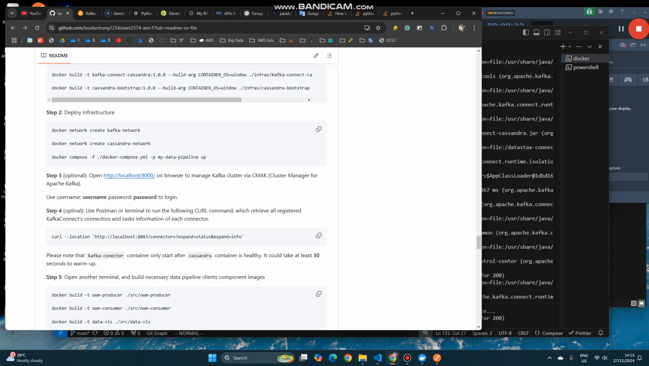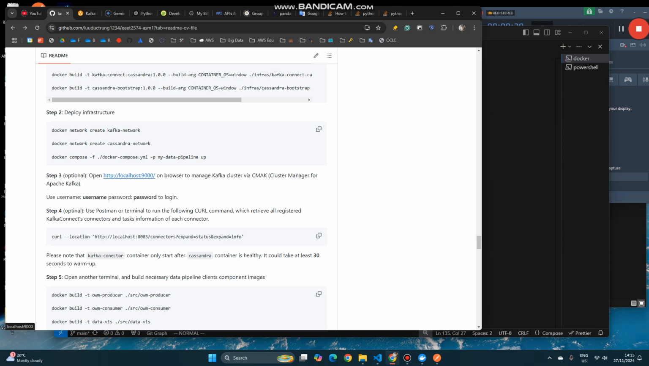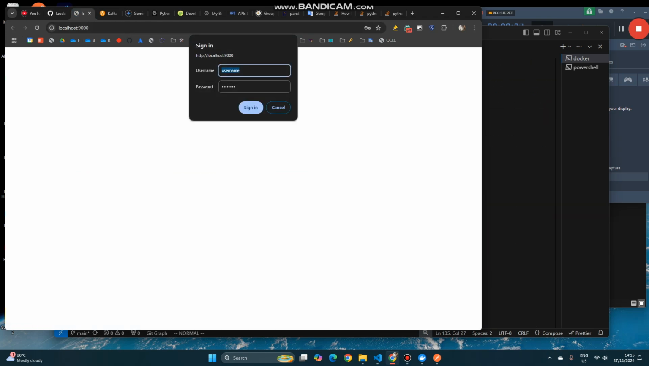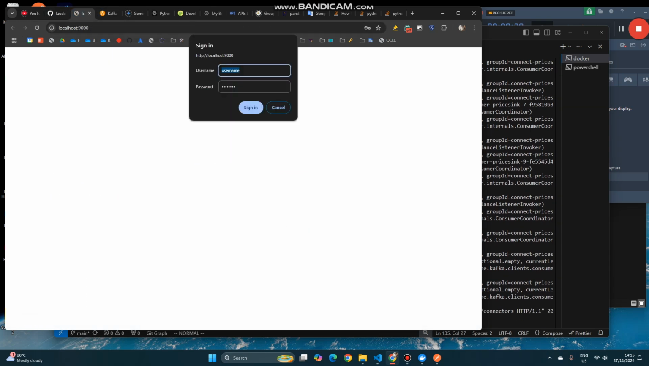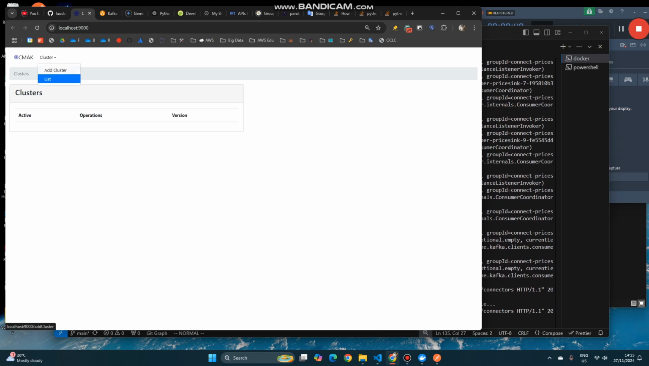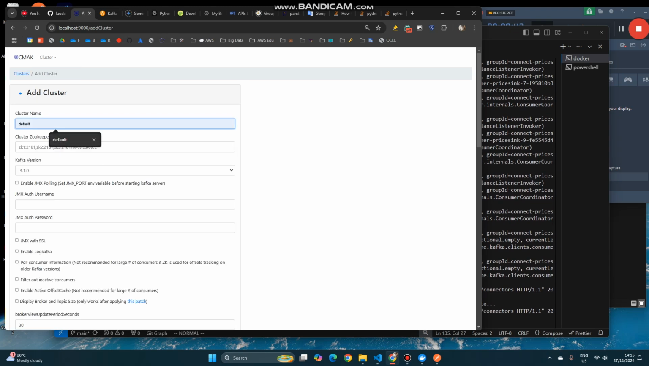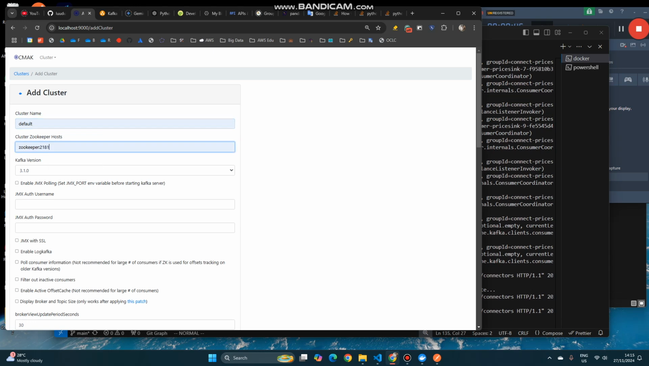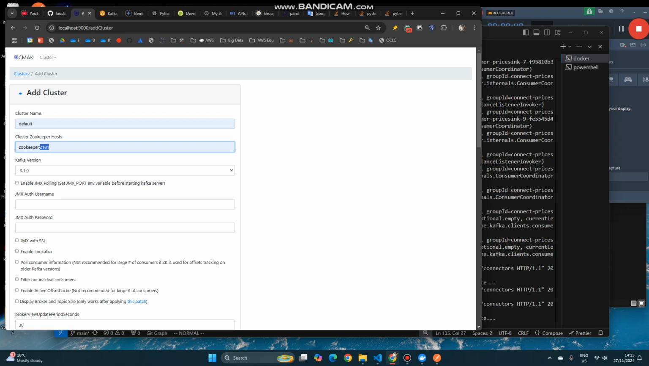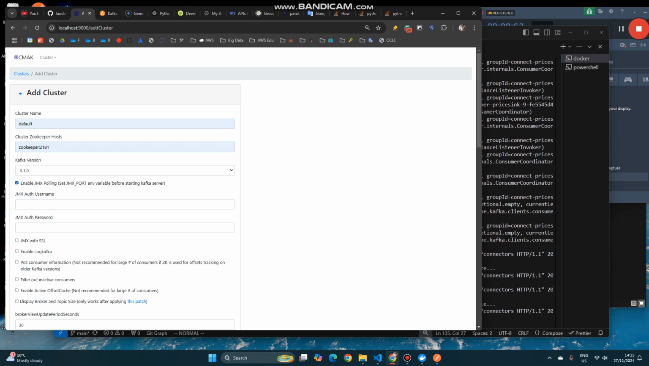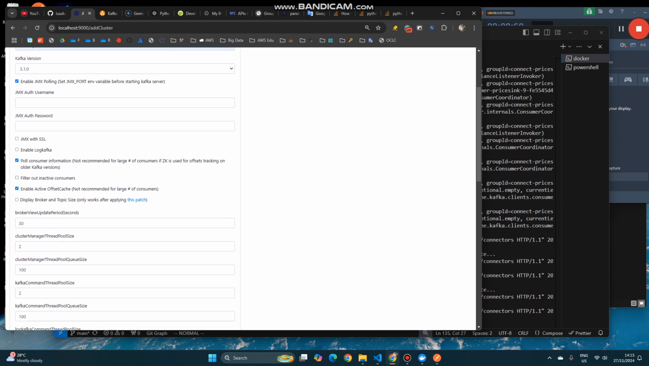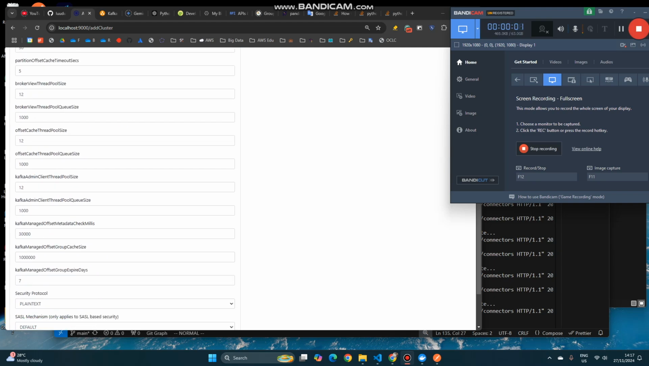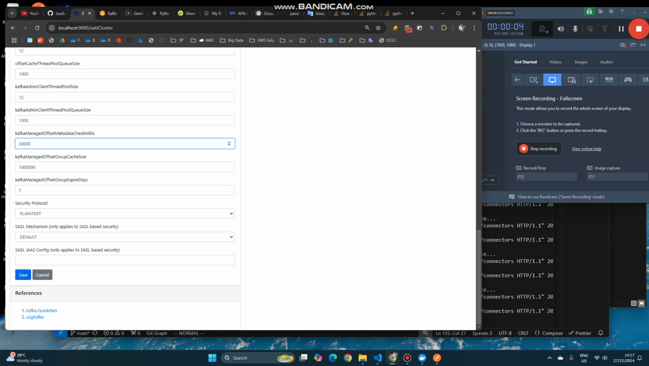Step number 3. I want to go to the Kafka Manager to see the information of the Kafka cluster. So I'm gonna open this one. I will use the username and password here to log in. Okay, just sign in. Add cluster. The view profile is the default. Enable the JMX. Okay, pull the consumer information.